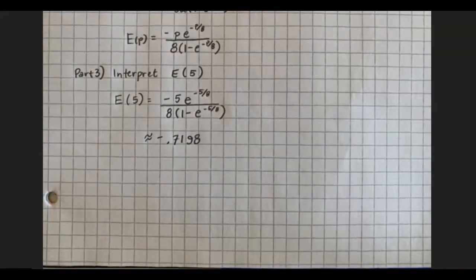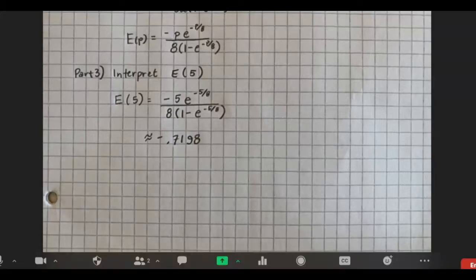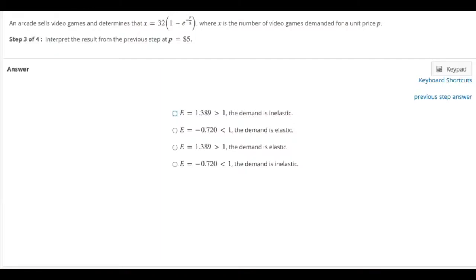So let's see what our interpretation is of this. Remember, it's our elasticity function, and our choices are elasticity greater than 1, less than 1, or equal to 1. So clearly this is less than 1. Just like in our normal elasticity function, where it's in terms of units produced, the same thing is true. So we have an elasticity of negative 0.720, and so that is less than 1. And just like in the old function, when elasticity is less than 1, the demand is inelastic, so that's our choice.